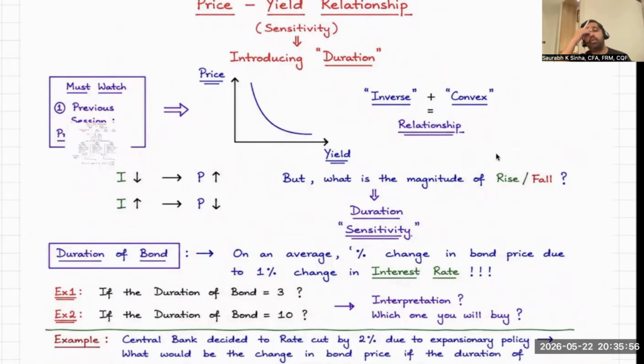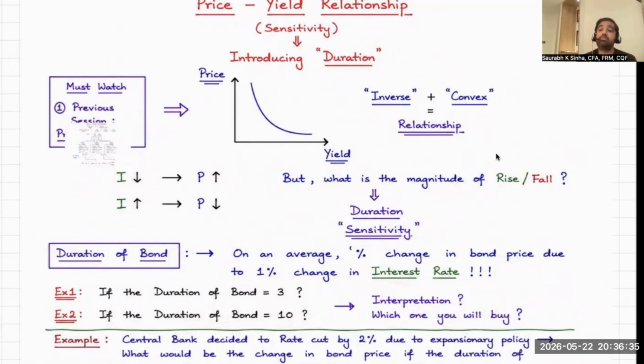Which bond would you prefer? Will you prefer bond 1 or will you prefer bond 2 to buy? Definitely you will buy the bond with the higher duration, because if interest rate falls, the bond with the duration of 10 will rise by approximately 10%. However, the bond with the duration of 3 will only rise by 3%. But this is scenario 1, where your belief was that the interest rate will fall.